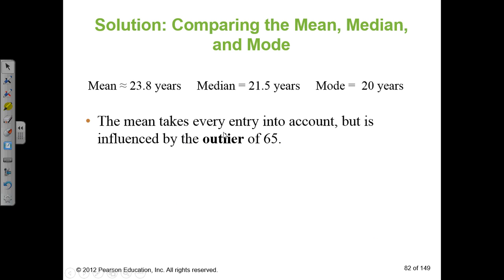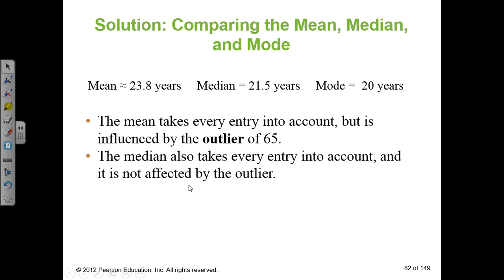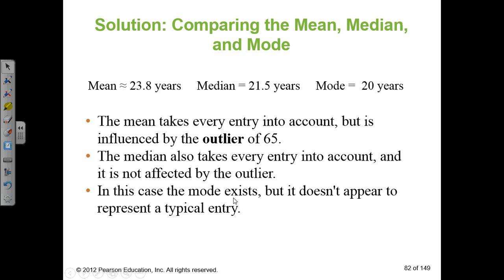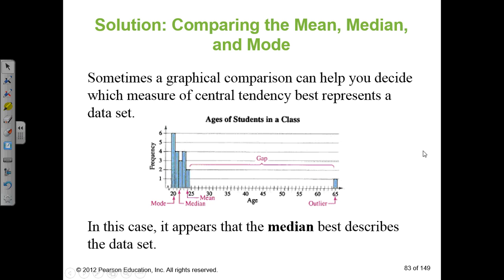Right? Mean takes every entry into account, but it is influenced by that outlier of 65. The median also takes every value into account, and it is not affected by the outlier. Because of the outlier, the median would have been the better choice. And the mode exists, but it does not appear to represent a typical entry. All right, now, if we graph this, we see there's this huge gap. That's distinguishing that outlier from the rest of the data set.